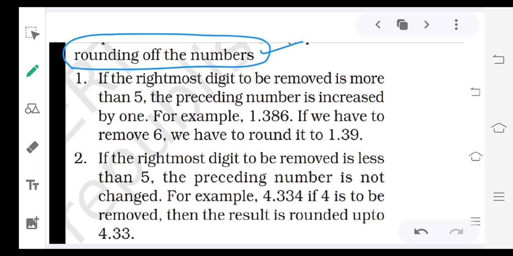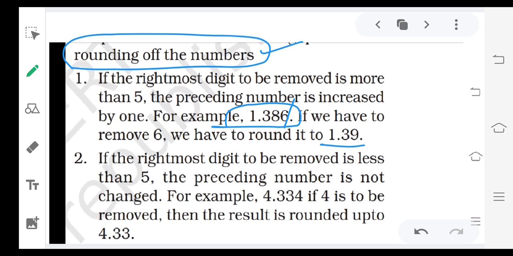So there are three simple rules. If the rightmost digit to be removed is more than 5, the preceding number is increased by 1. For example, suppose this is our result. From this result, I have to remove the last digit. What is the last digit here? 6. If I want to remove 6, we have to check whether the last digit is more than 5, less than 5, or exactly equal to 5. If it is more than 5, the preceding number we have to increase by 1 unit. The preceding number here is 8. We have to increase it by 1 unit, meaning that 8 should become 9.